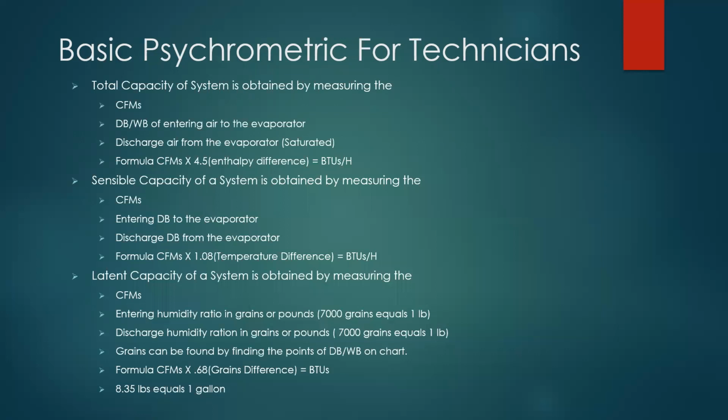Total capacity of a system is obtained by measuring the CFMs, dry bulb, wet bulb, entering air, discharge air from the evaporator, which normally is saturated. And the formula is the CFMs times 4.5 times the difference in enthalpy gives you your BTUs, or gives you your capacity of that unit. We're only going to be using this one.